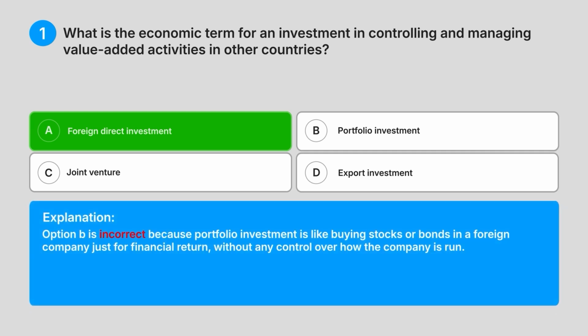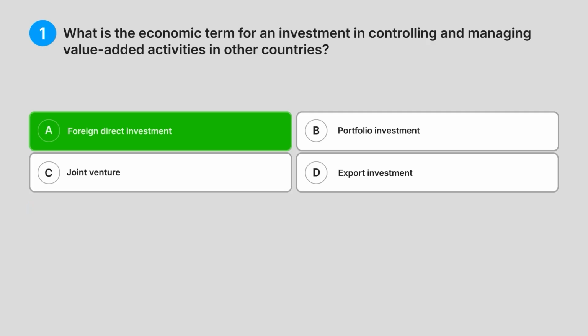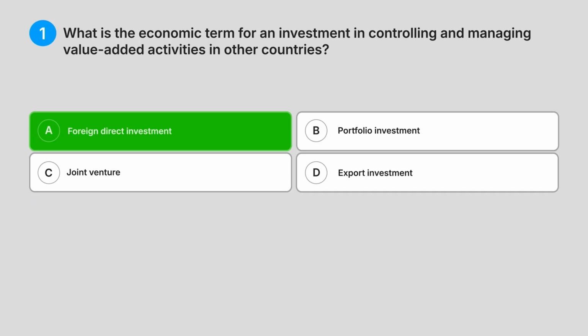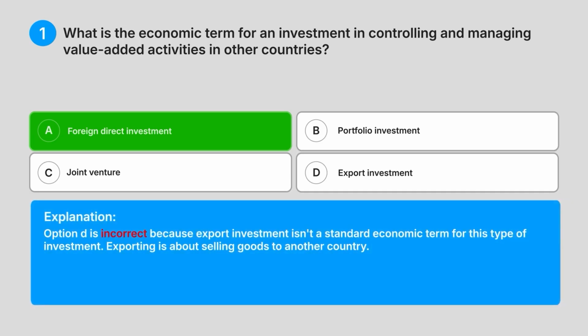Option B is incorrect because portfolio investment is like buying stocks or bonds in a foreign company just for financial return, without any control over how the company is run. Option C is incorrect because a joint venture is when two or more companies team up to start a new business together, sharing control. FDI can be part of a joint venture, but FDI itself is the act of investing with control. Option D is incorrect because export investment isn't a standard economic term for this type of investment. Exporting is about selling goods to another country.